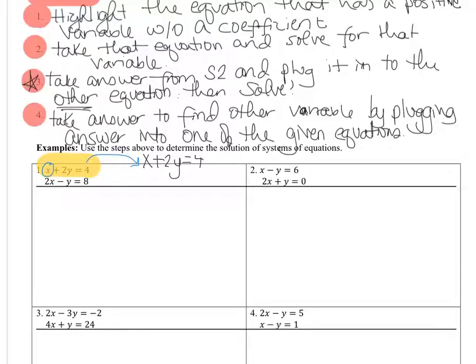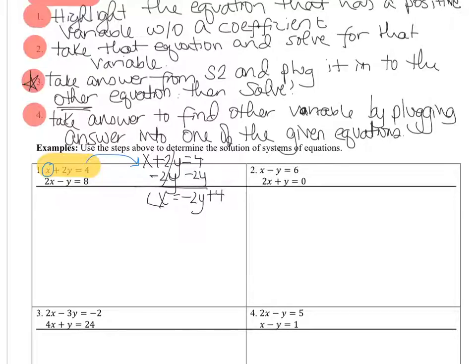Step 2 says I'm going to take that equation and solve for that variable. What variable was positive without a coefficient? x. So I want to get x by itself here. What am I going to do to get x by itself? Well, I'm going to subtract 2y on both sides. So I have x equals negative 2y plus 4, or 4 minus 2y. Order doesn't matter.